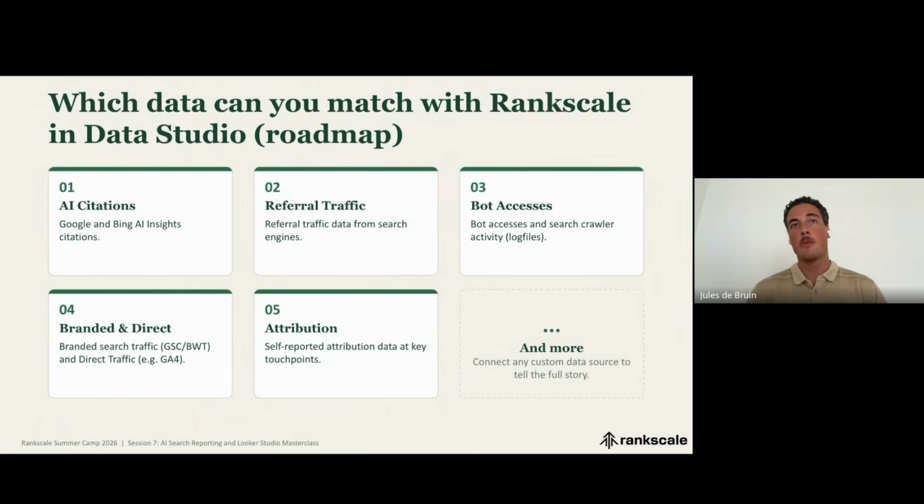Which other data can you match, for example, with Rankscale in the Data Studio? You can have Google and Bing AI insight citations, referral traffic that comes from these search engines, bot accesses, so the crawler activity, the log files, branded and direct search traffic, branded search traffic via Google Search Console or the Bing Webmaster, and then direct traffic via the GA4. And then, of course, also the attribution, the self-reported attribution at some key touch points in your buying journey.